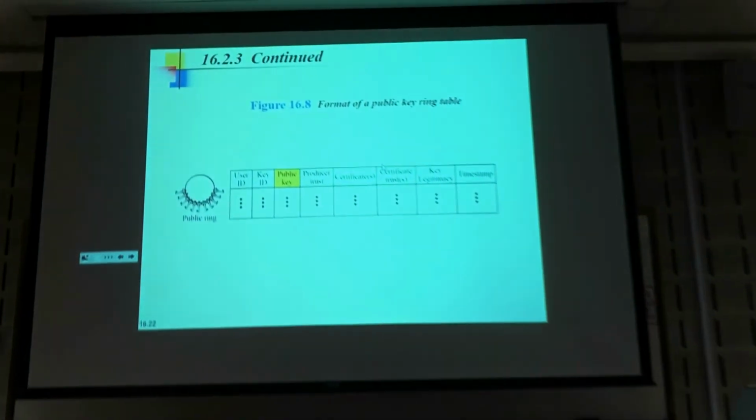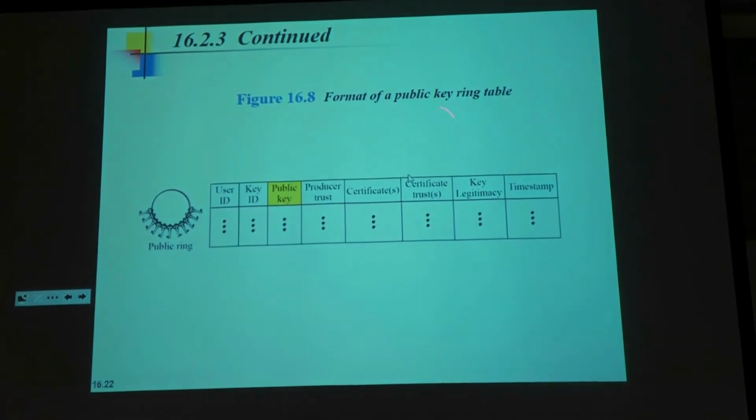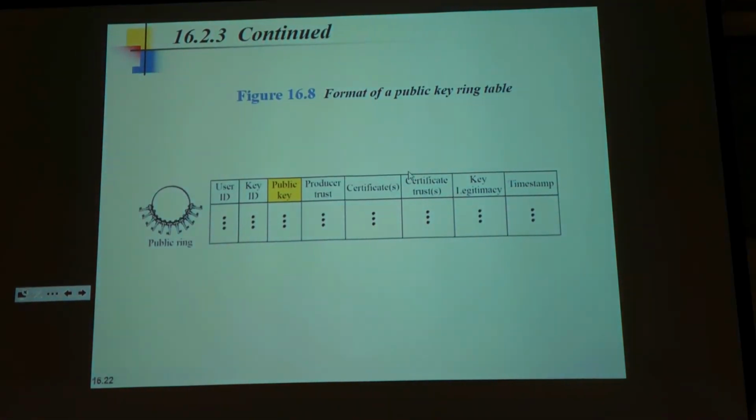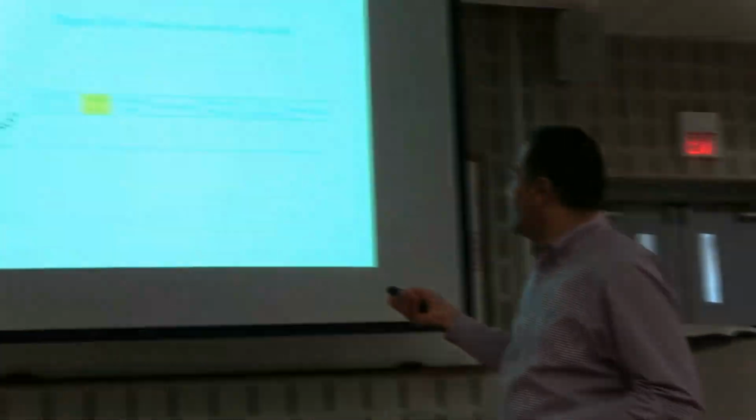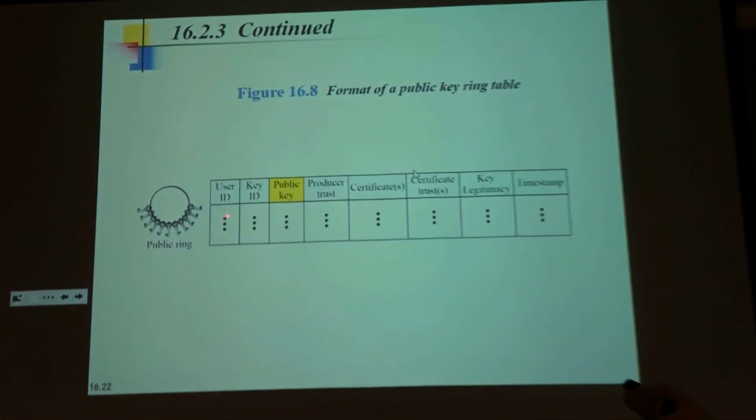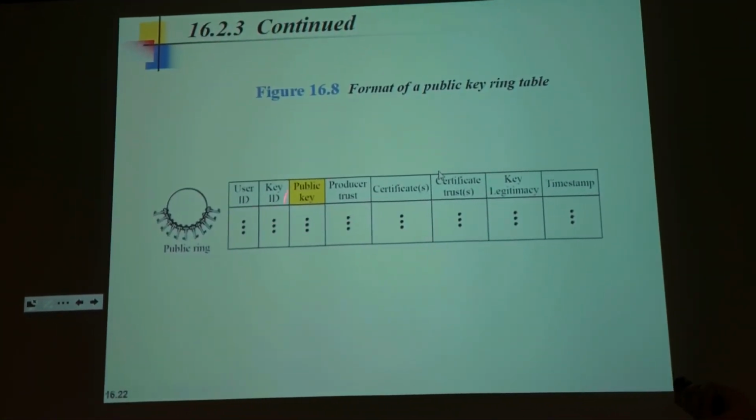Alright, so that's what it is. Then in here we'll have the format of the public key ring. What is the public key ring? It's the public keys of other people. So what I will have is a public key table. It starts with a user ID, key ID, public key, producer trust, certificate trust, key legitimacy, and then the timestamp. It's a longer table for the public key.